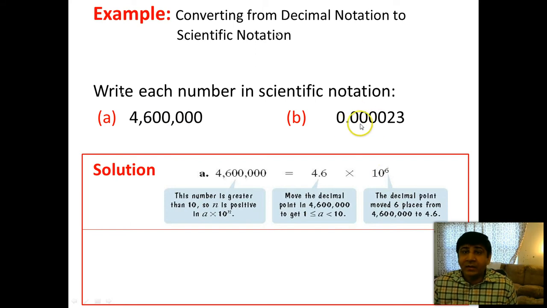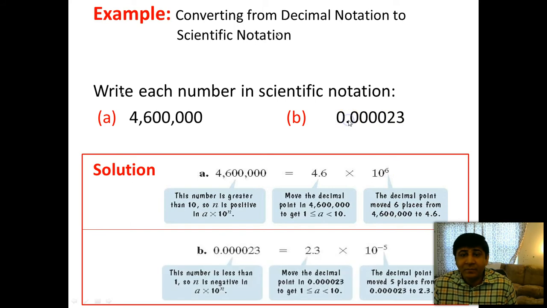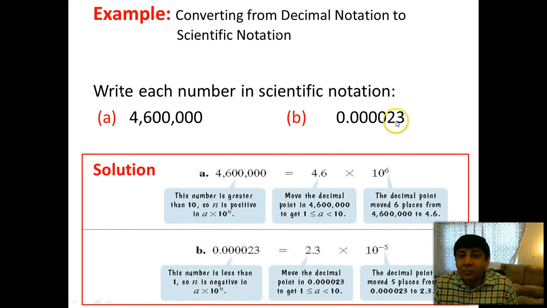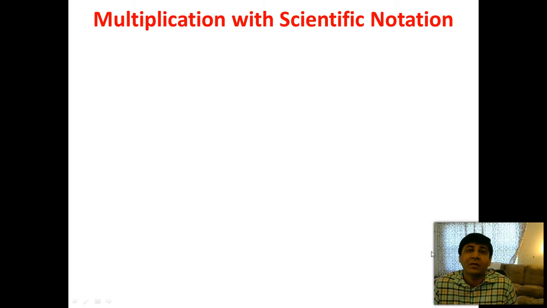Now look at this one with a negative exponent. This time the decimal is here. So now what do we want to do? We want to move the decimal to the right. We want to make this number between 1 and 10, so we want to make it 2.3. So how many places do we move? 1, 2, 3, 4 and 5. So it will be 2.3 times 10 to the power minus 5 there.